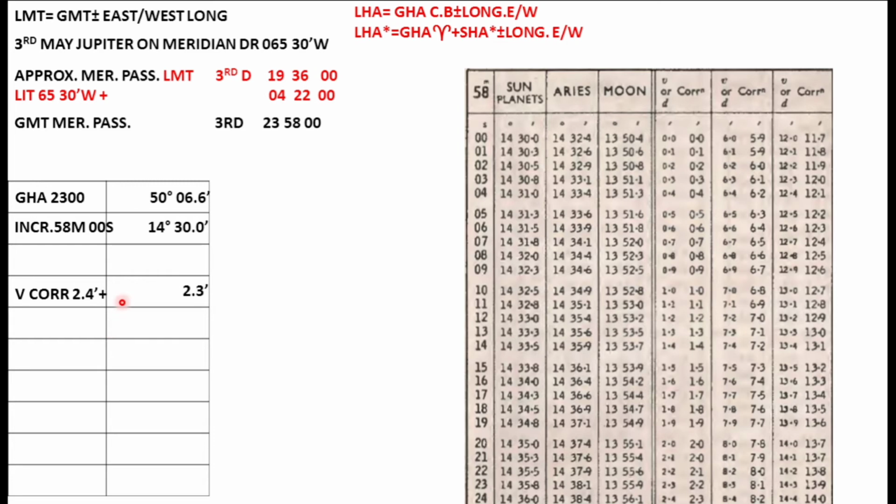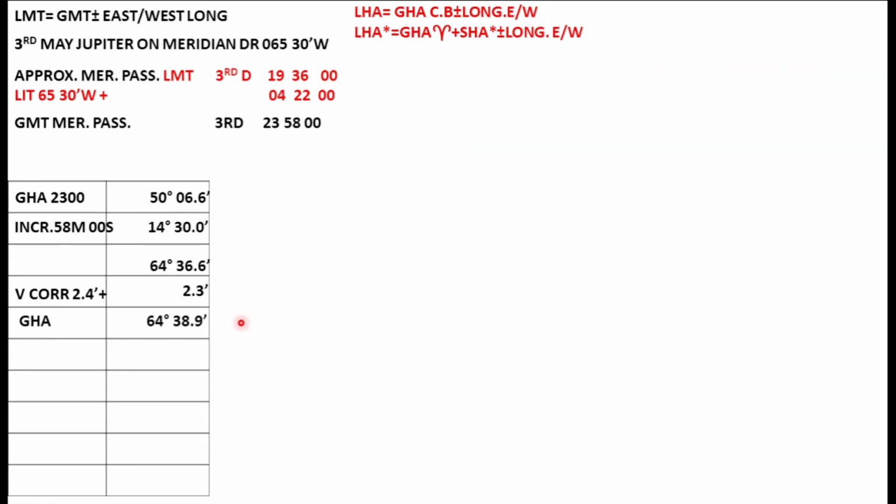And my V correction is 2.4. I look for 2.4 here, and the correction is 2.3. And as I said, V correction is always positive, except in case of Venus. So this GHA I have calculated here is with the increment for 58 minutes plus the V correction, and that's my final GHA.